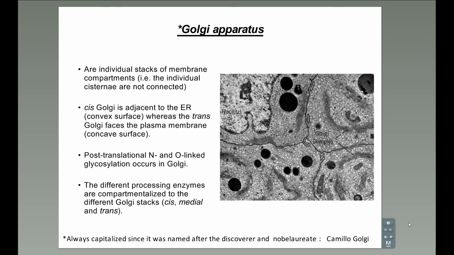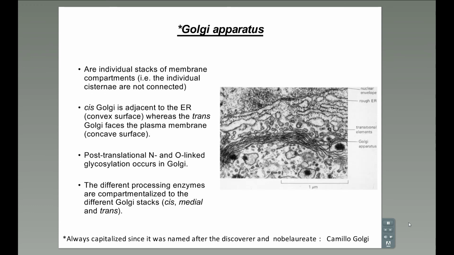If you blow this picture up, you can actually see now very clearly the nuclear envelope on the top. You can see the rough ER, and again studded with those ribosomes. There are transitional elements, which means elements of the ER now converting into Golgi, and then you see the Golgi stacks. And I think very nicely in this EM picture, you can see the concave surface here facing the plasma membrane, where the convex surface here on the top is facing the ER.